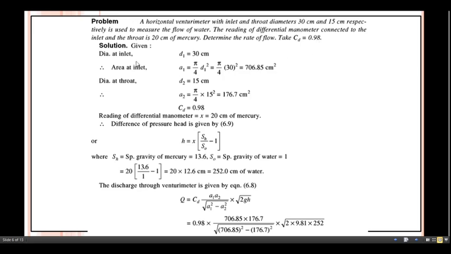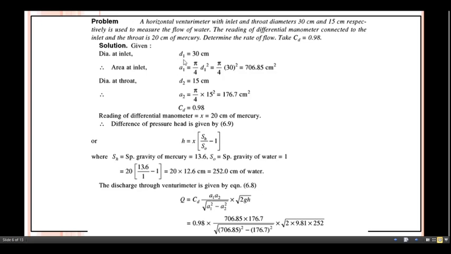Now our target is to find out the value for the flow rate or discharge. For that, this is the formula: CD into A1 into A2 divided by square root of A1 square minus A2 square, into square root of 2GH. Now we require this one by one, term by term.